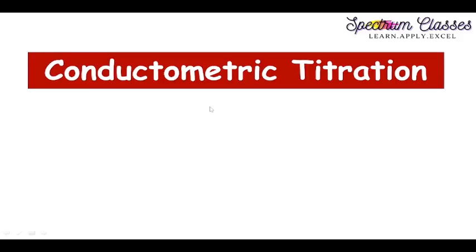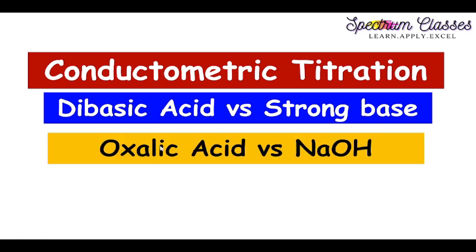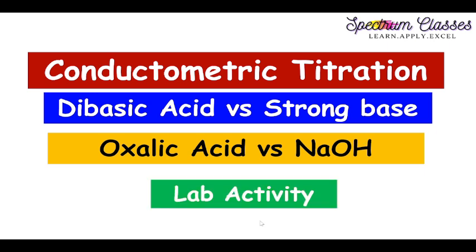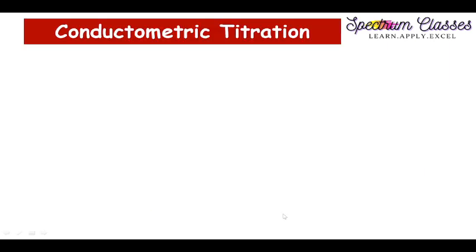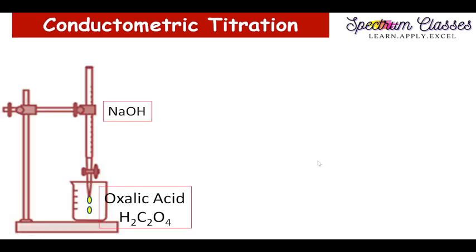Today in this video, we are going to perform a lab activity related to the conductometric titration of dibasic acid versus strong base. For this purpose, I have used oxalic acid as a dibasic acid and NaOH as a strong base. Before showing the lab activity, I must tell you the glasswares and chemicals required for this experiment. Beaker, measuring flask, burette, conical flask, and chemicals required are oxalic acid and NaOH. A conductivity bridge is also required for this purpose.